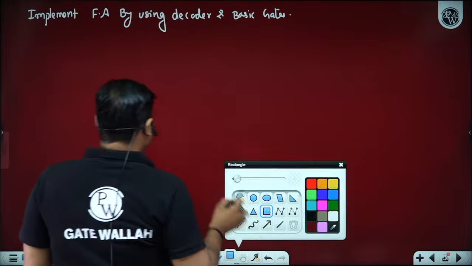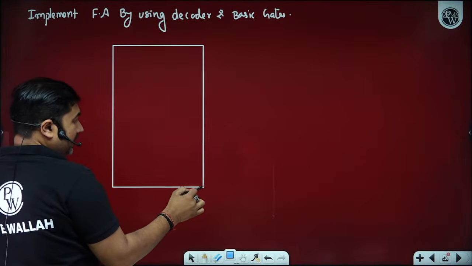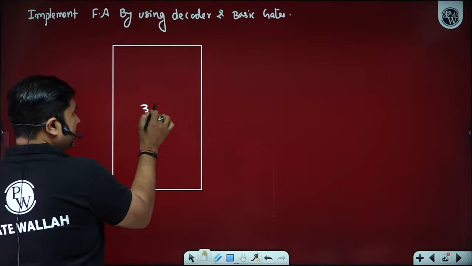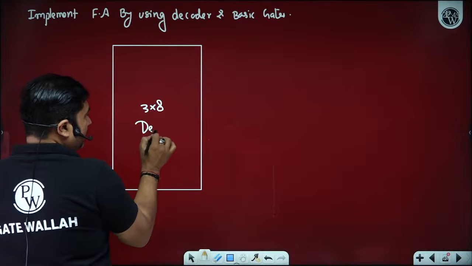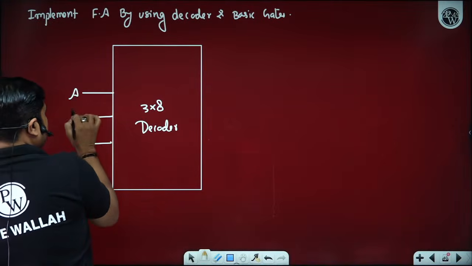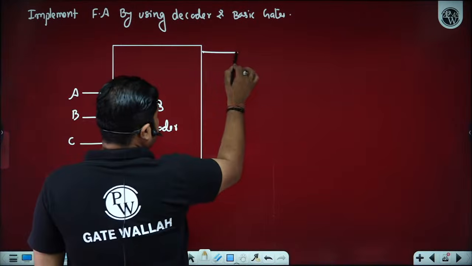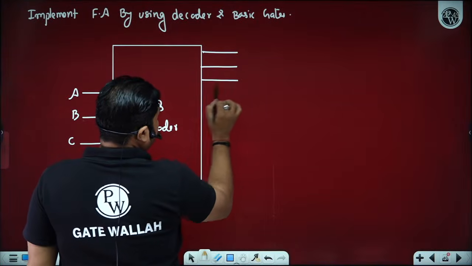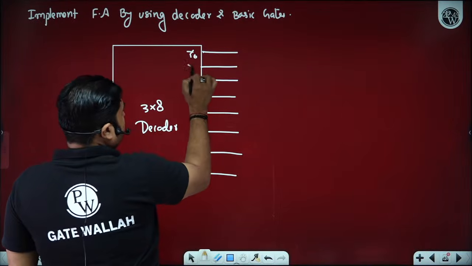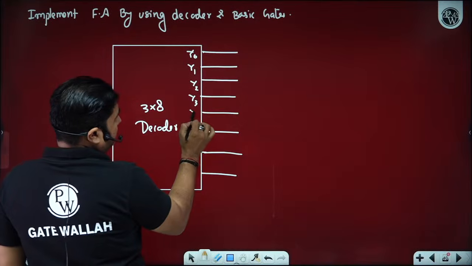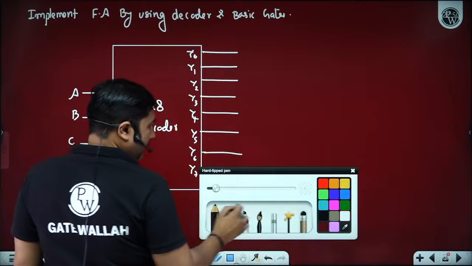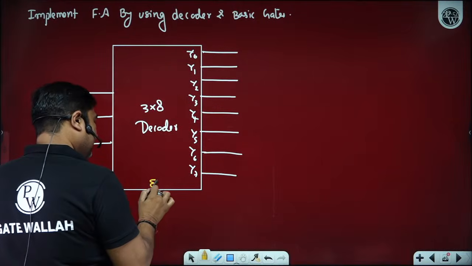So can you implement? Yes, sir. For full adder, we need A XOR B XOR C as a sum. So we need a 3 cross 8 decoder. Here we have inputs A, B, C and outputs Y0, Y1, Y2, Y3, Y4, Y5, Y6, Y7. And I'm keeping the enable pin high.